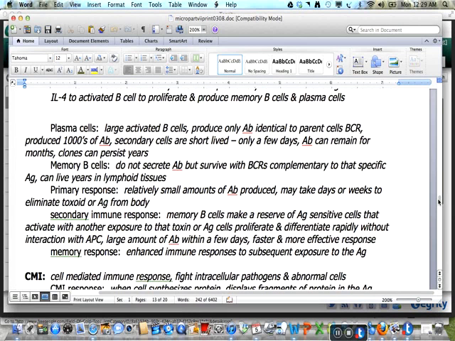So when you've got the subsequent exposures and the memory cells in there, you're going to get a stronger, faster response, which is the goal of vaccination, to help prepare your body so that it can give a larger, faster response when you're actually exposed to the actual antigen. The other thing is it does not need a co-stimulator anymore. It's already been co-stimulated, in a sense, so it just needs to find the antigen and it's good to go.